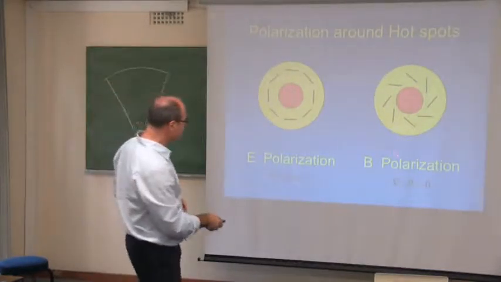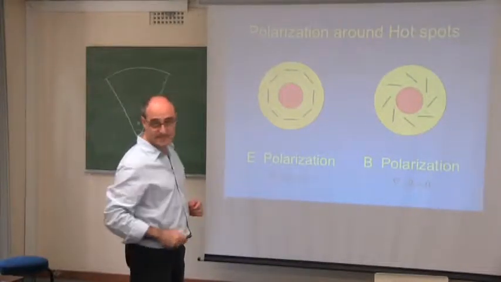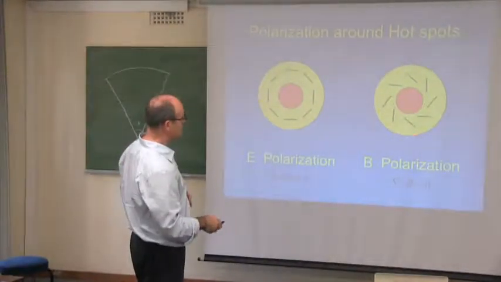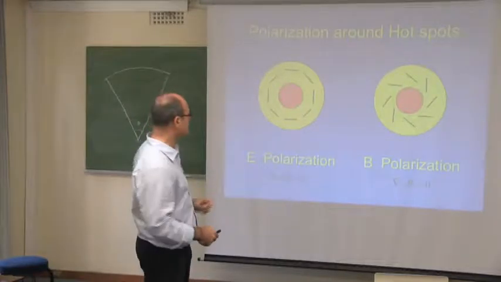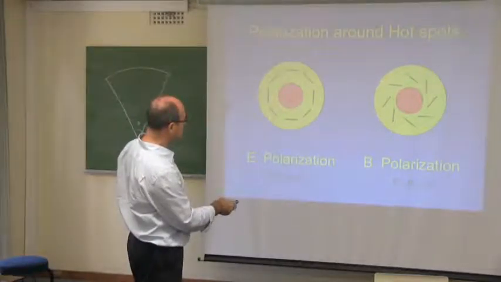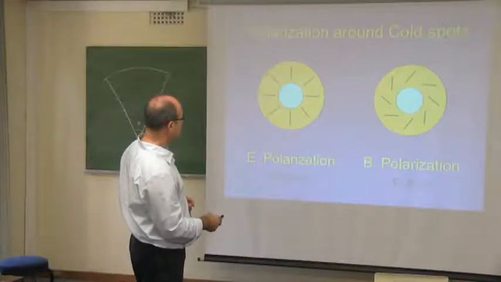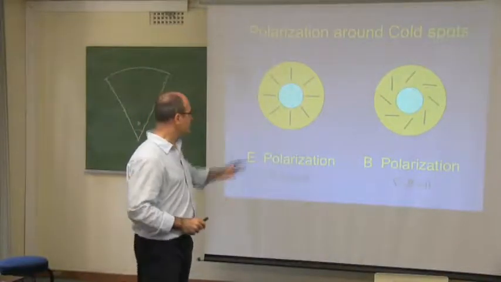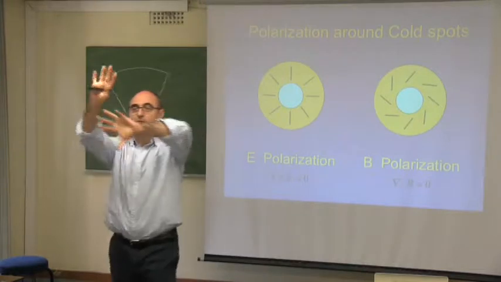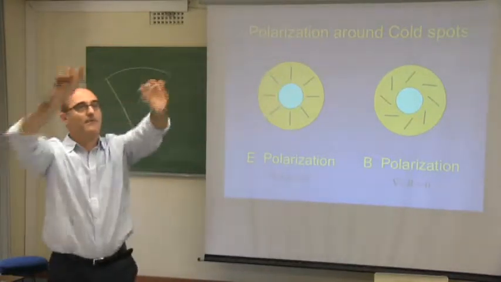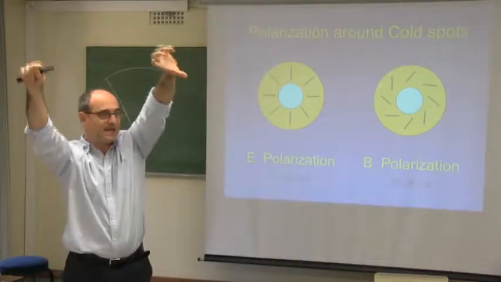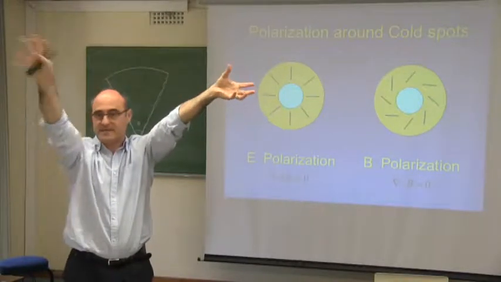Now, in the case of the B polarization, which is divergenceless, it will have a handedness, like any curl. So around hot spots, its handedness is this. Around cold spots, it's the opposite. So you can immediately determine, by looking at the sky, where the hot and cold spots are, and ask what the curl is around these.